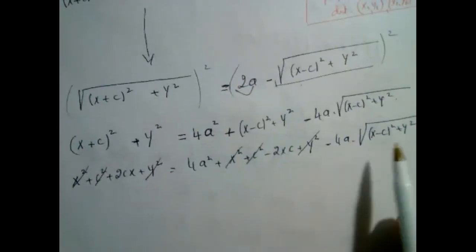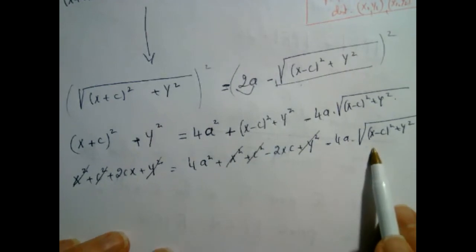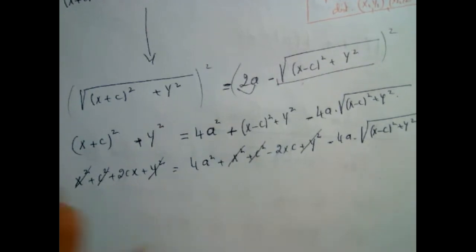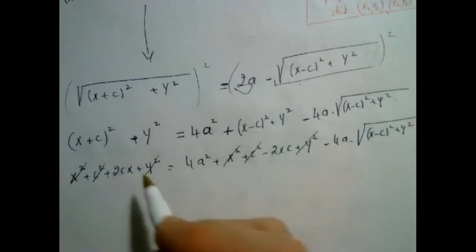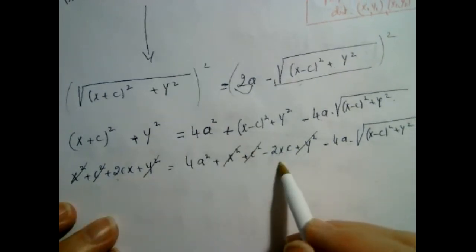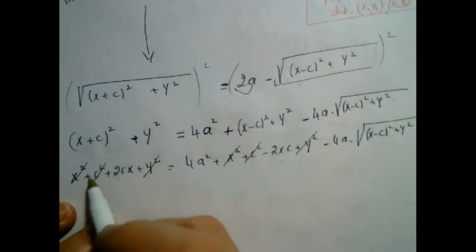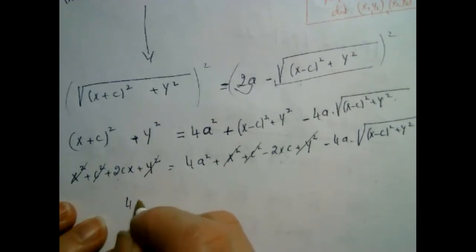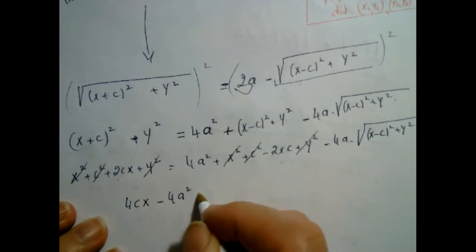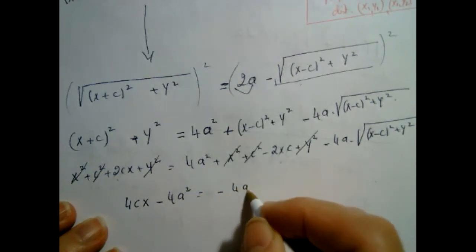Now again, I still have a square root term, and I don't want to deal with it. So I'm going to put the square root term on one side and everything else on the other side. The cx terms will not simplify, so I'm going to bring this here. So I'm going to have 4cx and minus 4a squared equal to that.